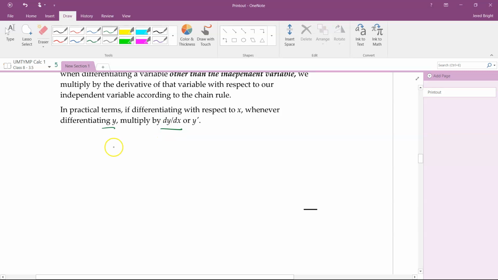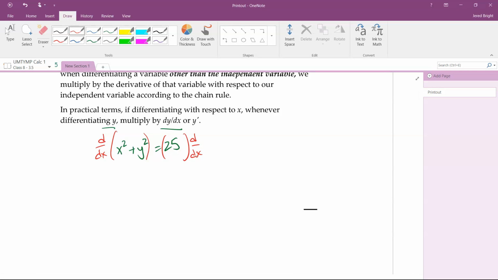Okay, so let's see this in action. We started with the equation x squared plus y squared is equal to 25. Under implicit differentiation, what we would do is apply the operator d/dx to both sides of the equation. This means we would differentiate everything with respect to x.